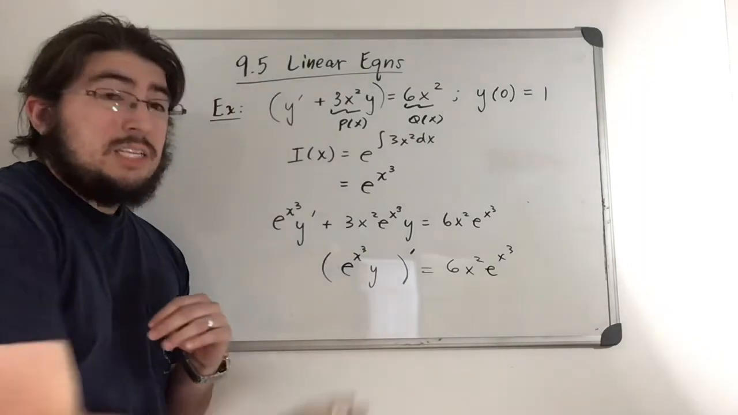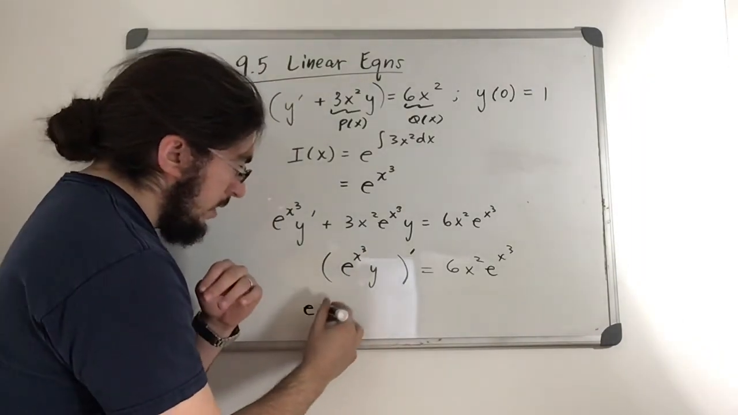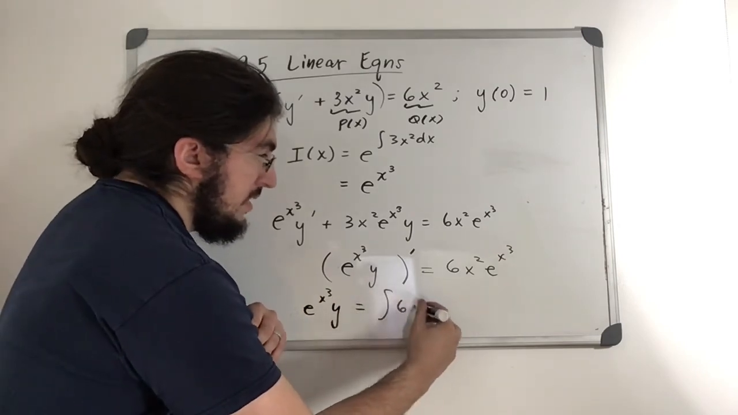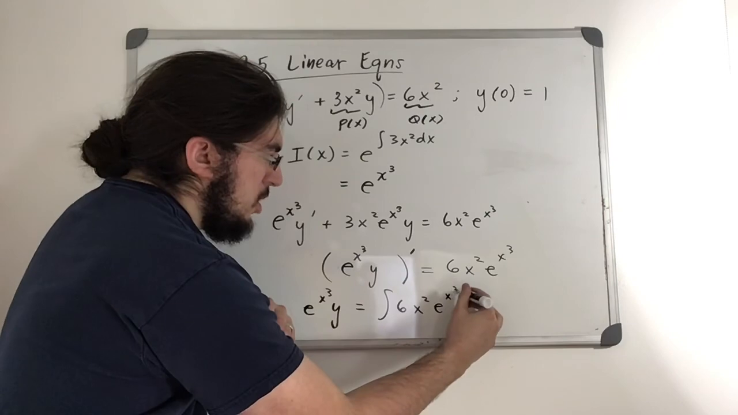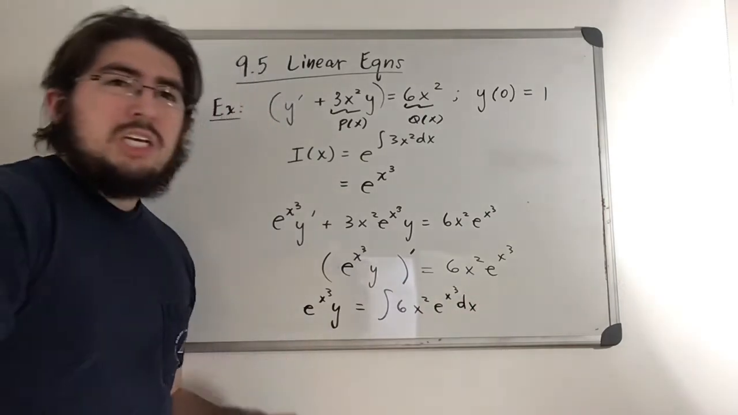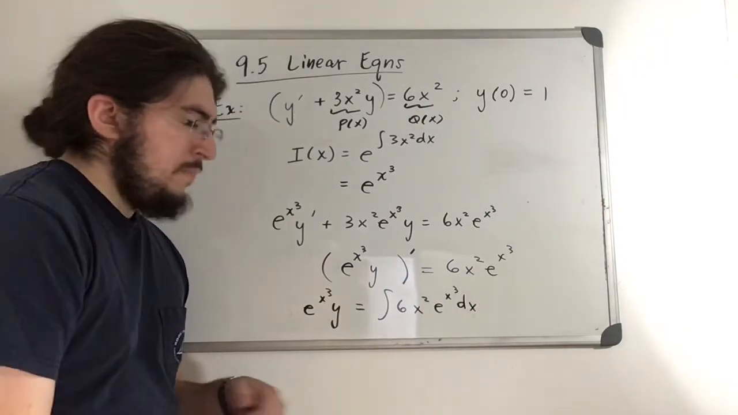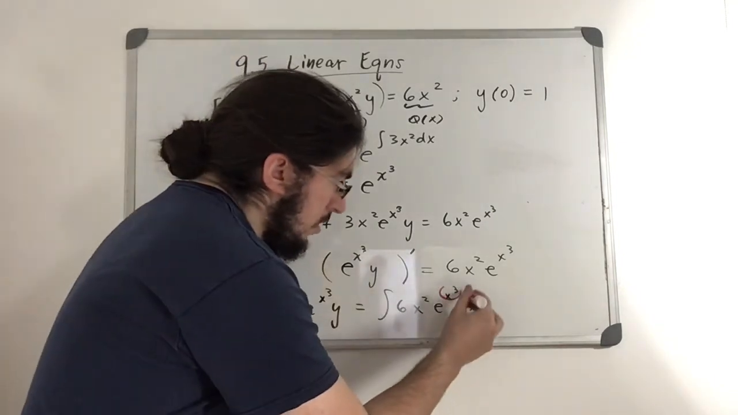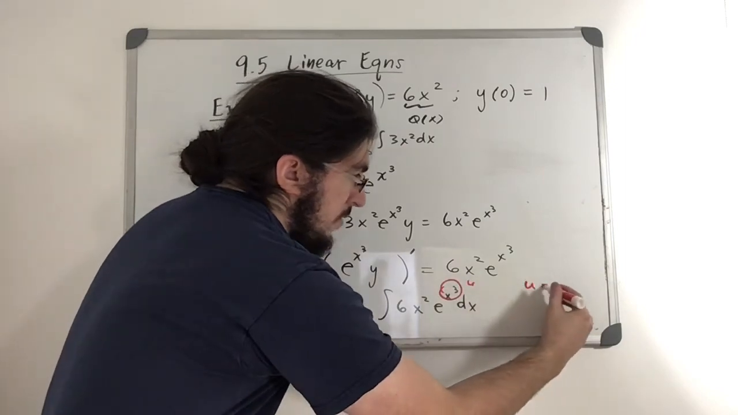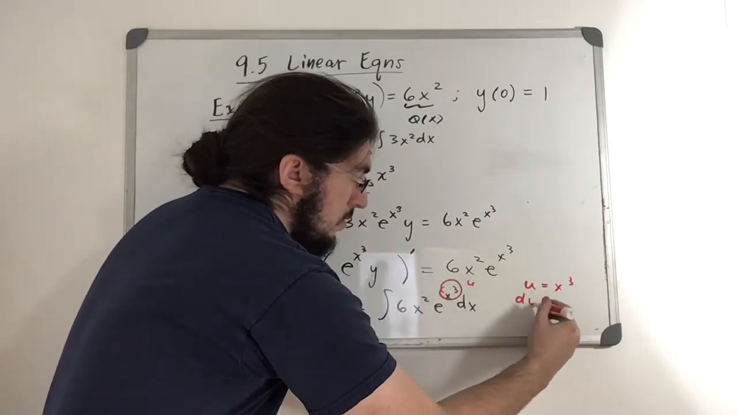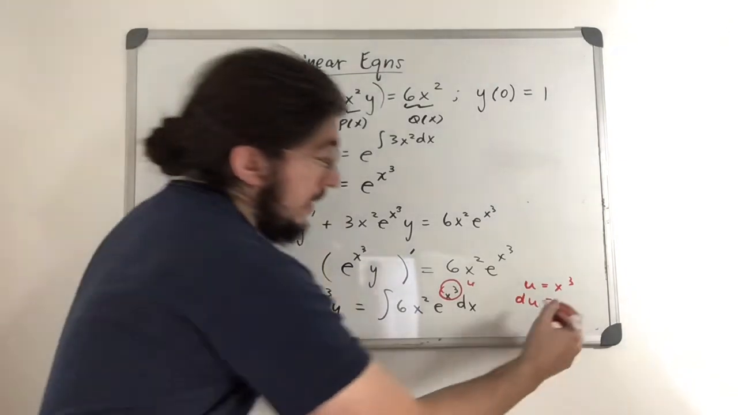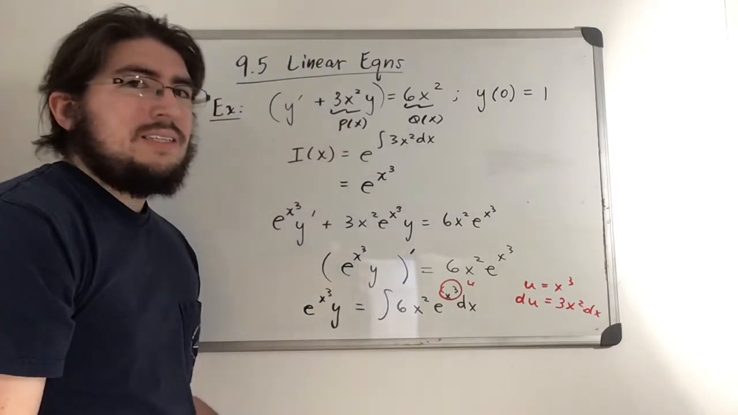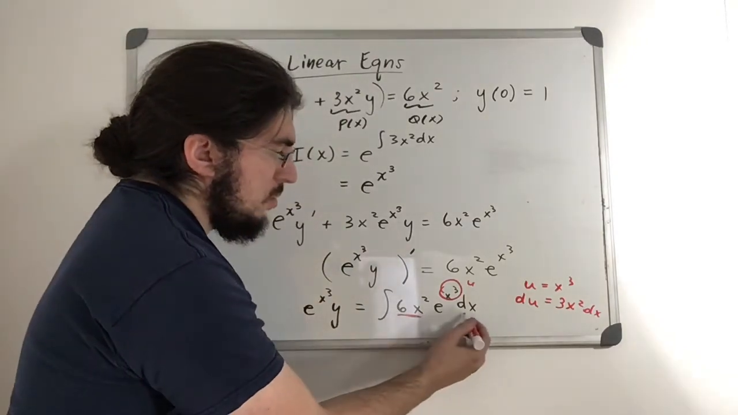Equals this. Now to get rid of the prime, we'll anti-derive. So we'll get e to the x cubed y is equal to the integral of 6x squared e to the x cubed dx. And just looking at it, I want to use u sub because I don't like that power of e. So if I call this u, if u is x cubed, what is du? Derivative of x cubed is 3x squared, so it's 3x squared dx. And do we have 3x squared dx? Kind of. This is 6x squared dx.